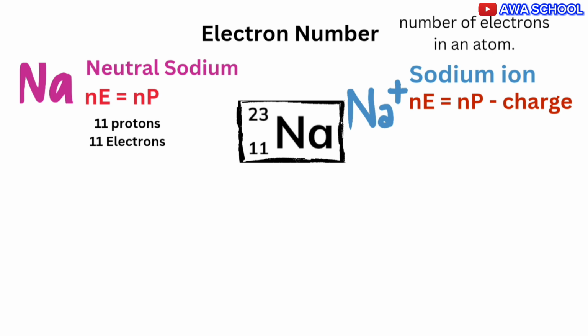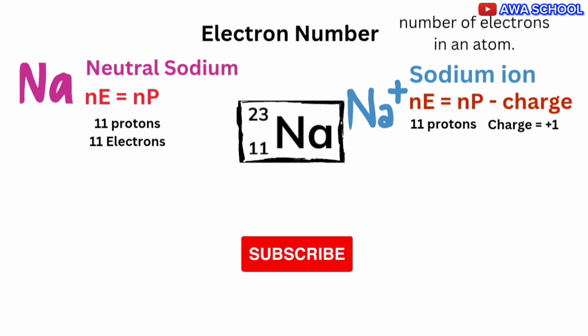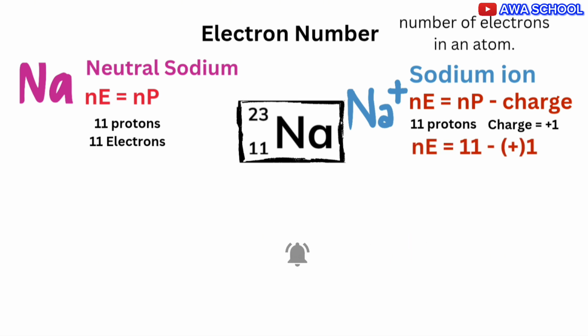Exactly. Now, looking at sodium ion, we have the number of proton is a constant already. The number of proton for sodium is 11, and then the charge here is +1. So we'll use it in our formula, which is number of electrons is equal to number of protons minus charge. So we'll now have it to be 11 minus the charge, which is +1. Do you get? So our answer will now be 11 minus 1, which is now equal to 10.